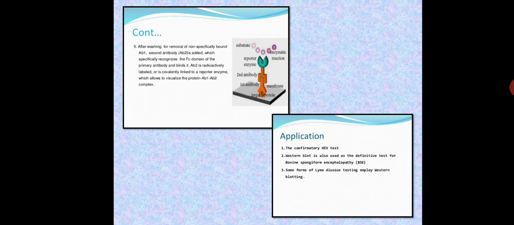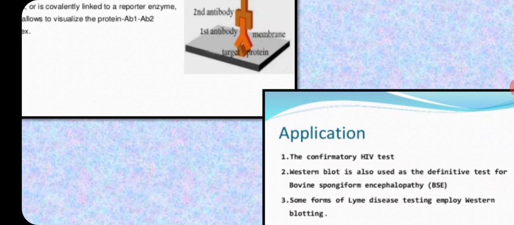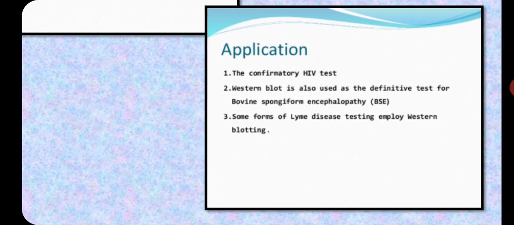Okay, if we look at the applications of western blotting, the first application is that it confirms the HIV test. Secondly, Western blot is used as the definitive test for bovine spongiform encephalopathy, that is BSE. Now what is bovine spongiform encephalopathy? It is a brain disorder in adult cattle, and that may spread to humans. But how may it spread to humans? Through diseased meat. If a human consumes that diseased meat, then it may spread to the human.